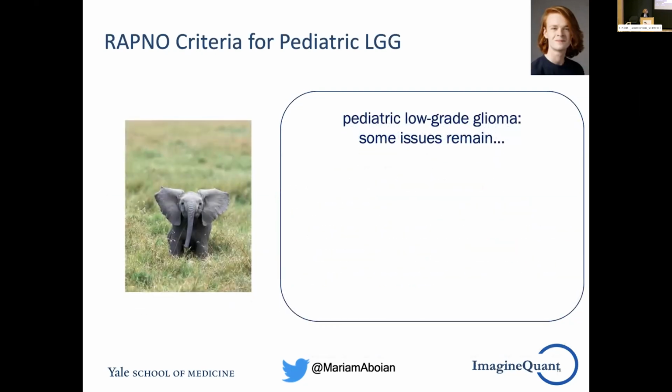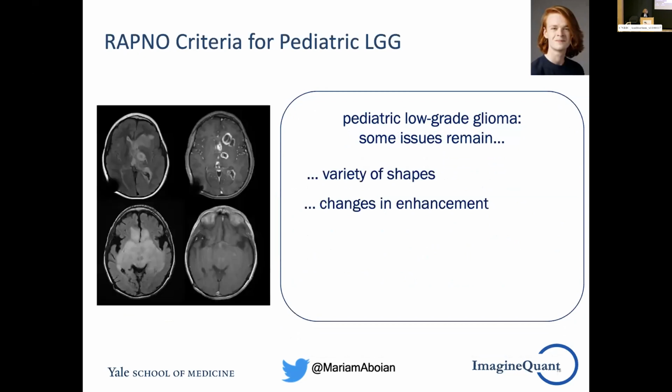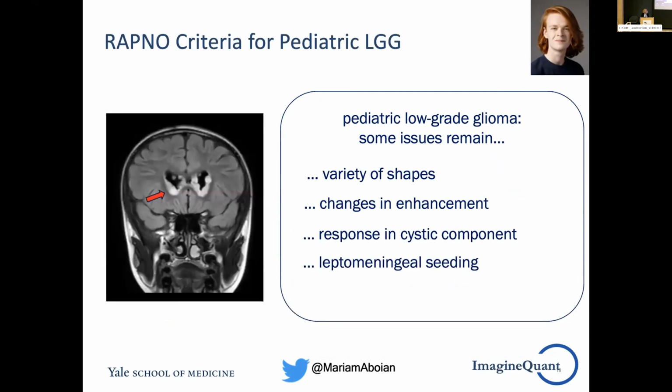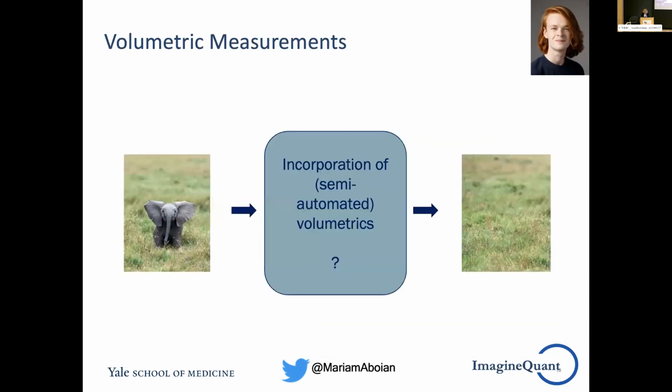But there was still a small elephant in the room, even after the RAPNO criteria, because pediatric tumors will have a variety of shapes and changes in enhancement after treatment, which is a big issue. Response in cystic component is very difficult to monitor. And the leptomeningeal seeding, how do you measure that? That's really, really hard. And if you're segmenting this, that can take like hours. So we were interested in developing semi-automated volumetrics in pediatric, in PNOC001 and PNOC002.